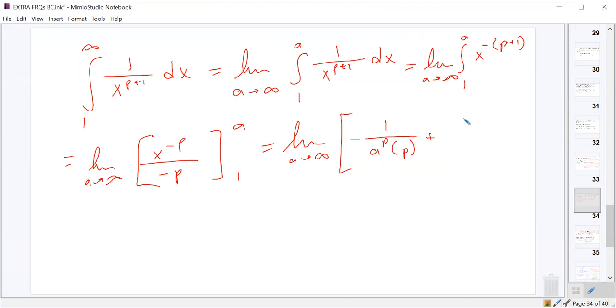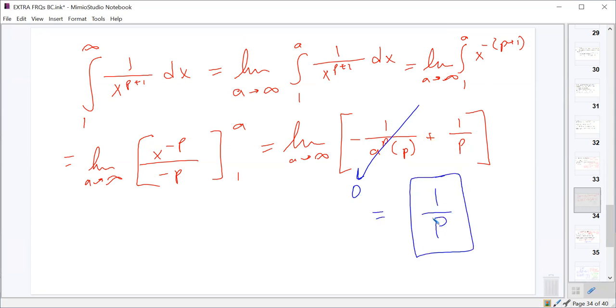And then as we drop that 1 down, that just becomes x to the p, which is just 1 to the p, which is just 1. And so we end up with a 1 over p down there. And as a goes towards infinity, a to the p should be going towards infinity, which means this whole denominator is going towards infinity, which means this whole first part of the term is going towards 0, and we end up with a value of 1 over p.